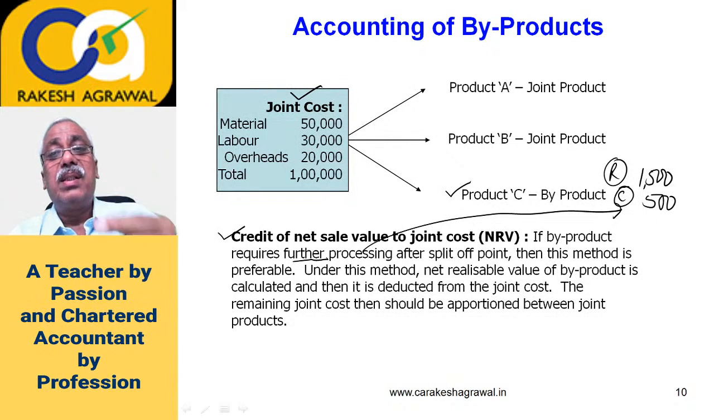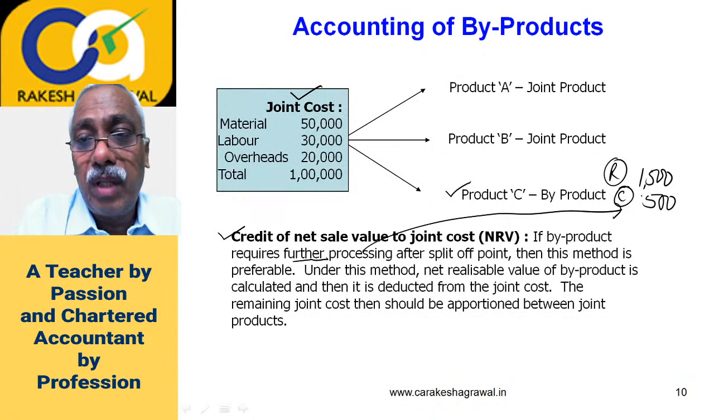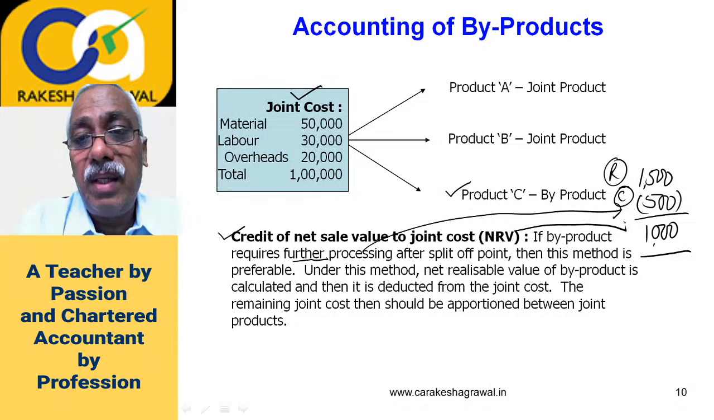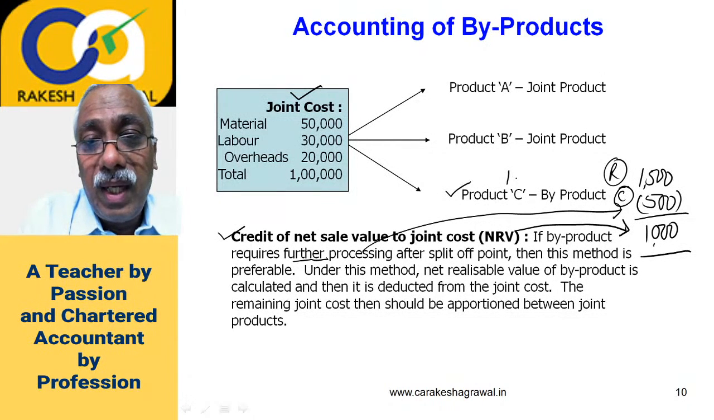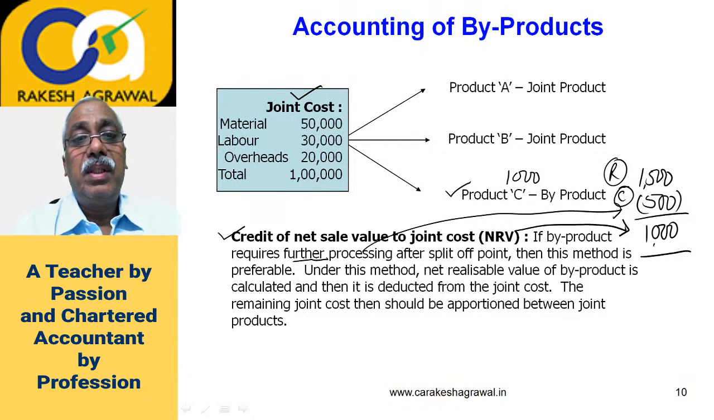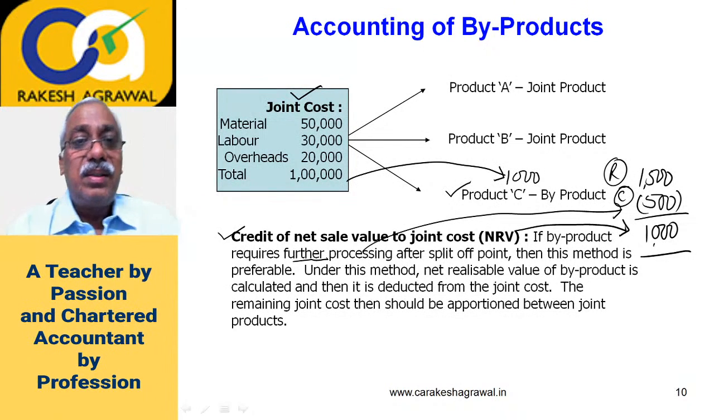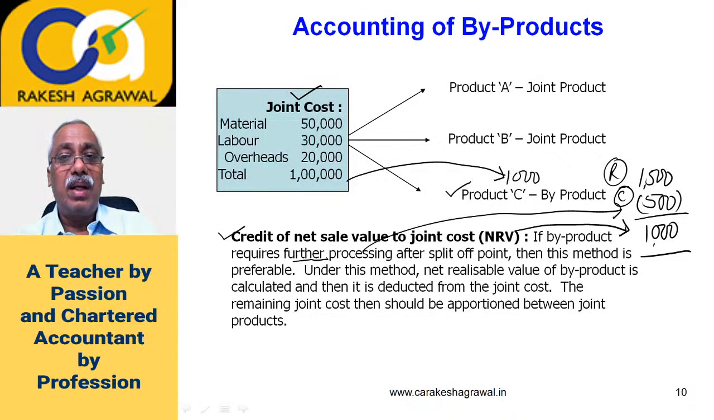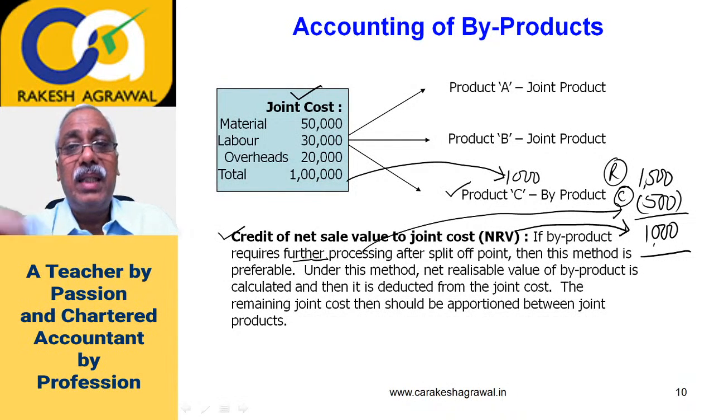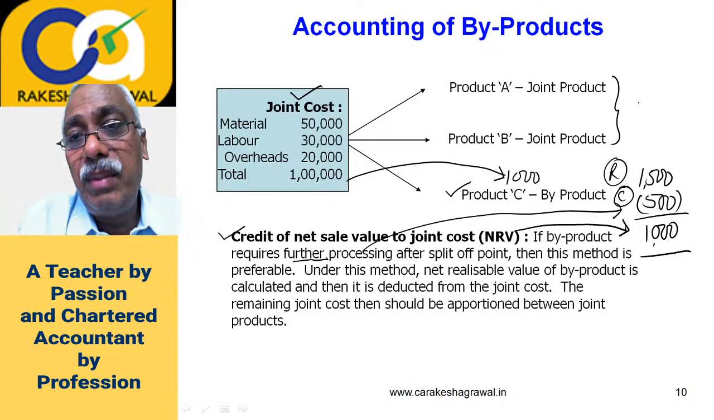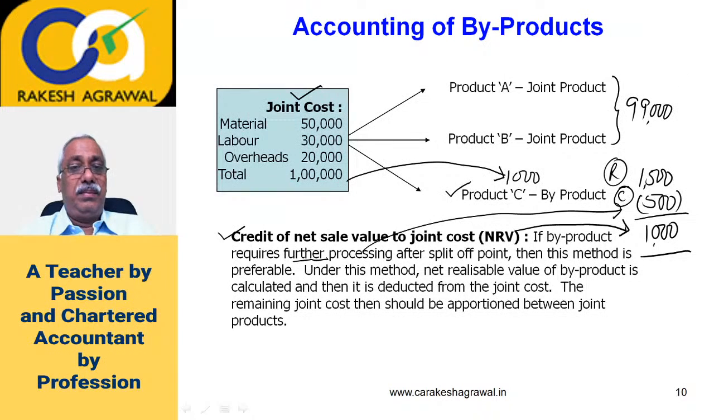Adjust this cost against this revenue first. So deduct this cost from the revenue generated by this product. Now net revenue is 1000. This net revenue 1000 is called NRV. Now this revenue you will credit here to process account. Crediting to process account means as good as deducting it from this 1 lakh. So 1 lakh debit, 1000 credit. Now net debit left is 99,000. This 99,000 will be shared between joint products A and B. That is this method, which is called credit of net sale value to joint cost.